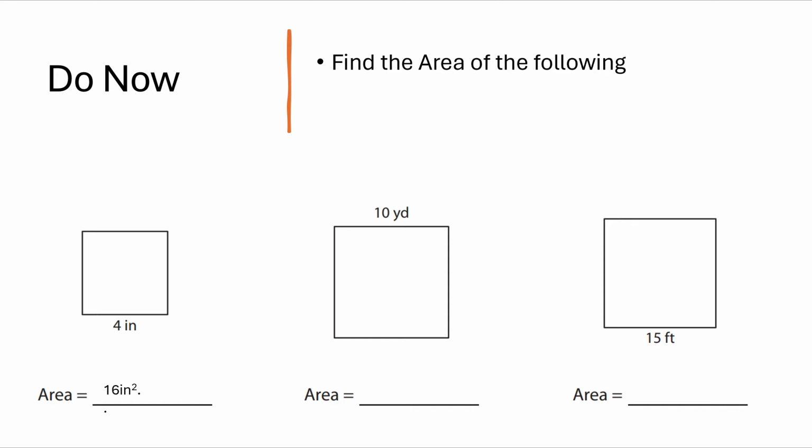Excellent. Now we can see the first one: a length of 4 cm will give us an area of 16 cm squared. A length of 10 yards will give us an area of 100 yards squared. And a length of 15 feet will give us an area of 225 feet squared. Excellent.